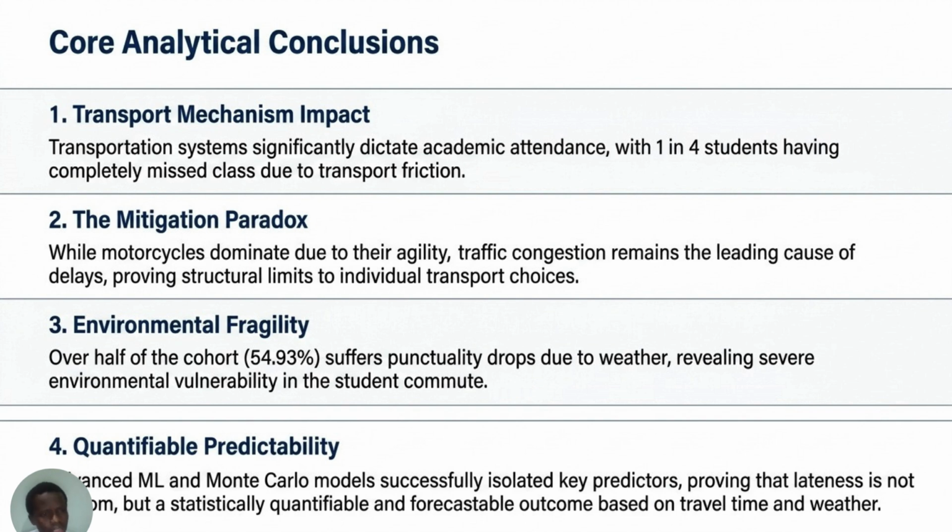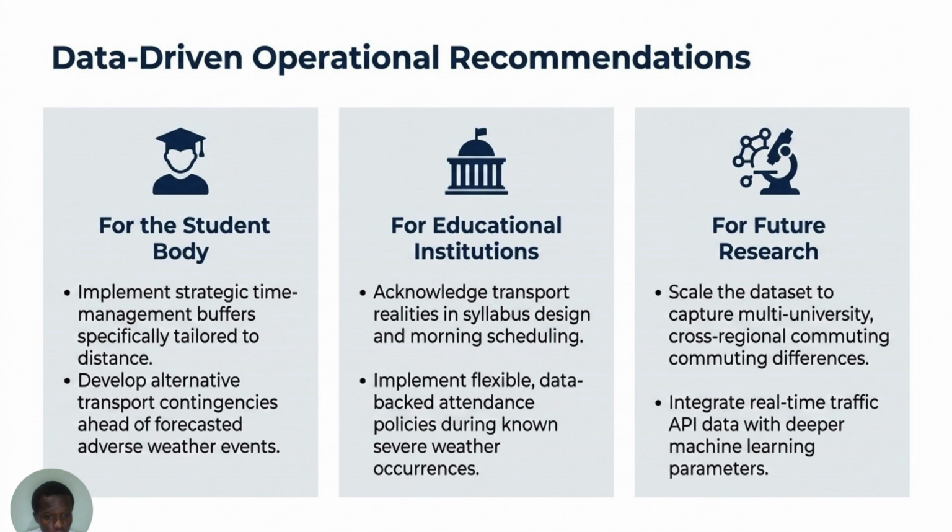As for the motorcycle, the mitigation paradox is due to its agility. Traffic congestion remains the leading cause of delay, providing a structural limit to individual transportation. And for environmental fragility, over half of the cohort, 54.93%, suffer functionality drops due to weather, revealing severe environmental vulnerability in student commutes.